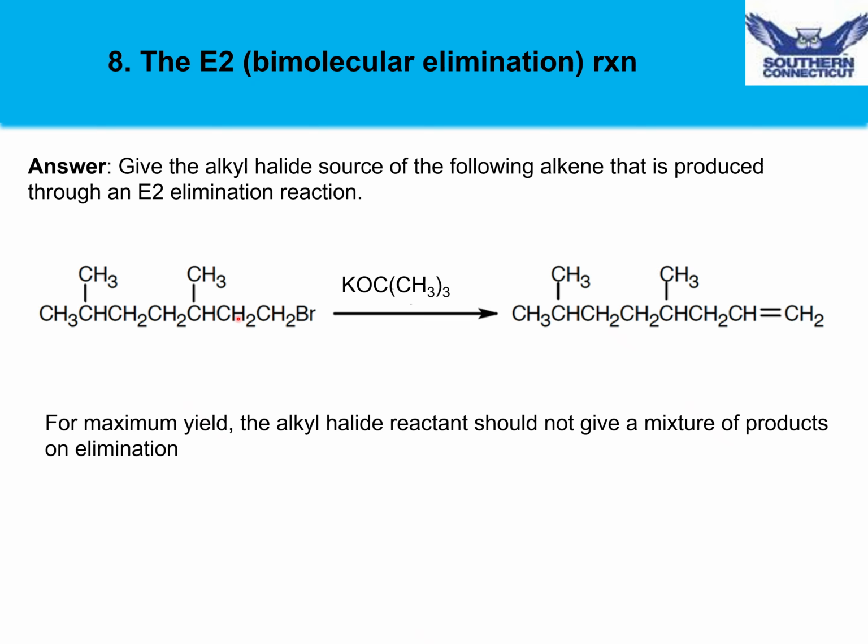So by using an alkyl halide that has a bromine here, we create a scenario where there are two possible products. That's not ideal. If we're trying to get a high yield of the product, we want to use a reactant that would lead to a single product. So that would be this particular alkyl halide that I already have on the slide.